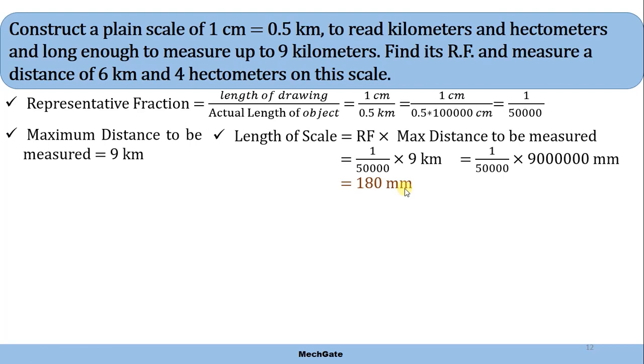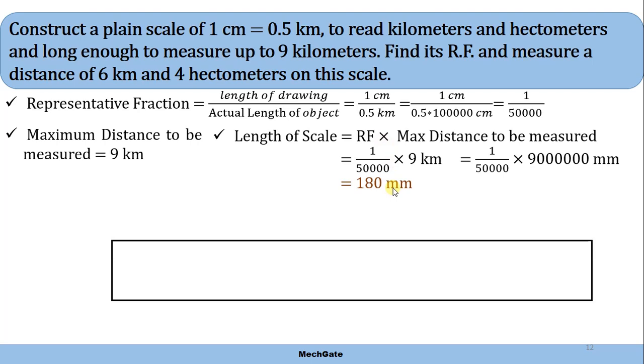Now in the next step, we will draw a rectangle having a length of 180 millimeter and height equivalent to 1 centimeter. So let's say this is my rectangle. Now the maximum distance to be measured is 9 kilometer, so I will divide this length of 180 millimeter into 9 equal parts. If we divide 180 by 9, we will get 20 millimeter each. So let's make each division 20 millimeter in length.